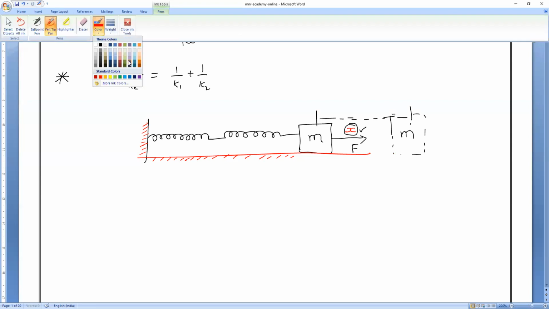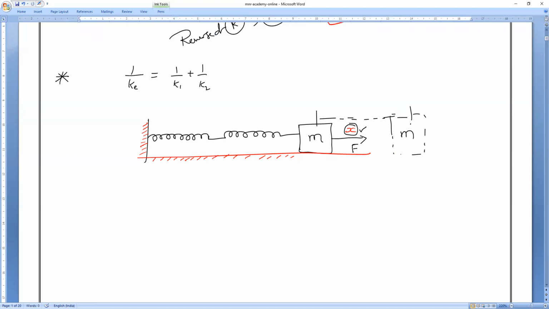So if the mass of the body has traveled X distance, it is the distance traveled by spring 2 as well as the distance traveled by spring 1. Am I right or wrong? Will you all agree with me, everybody? So the extension of spring 1 plus the extension of spring 2 is equal to the distance traveled by the mass M. This spring will stretch this much distance and this spring will stretch this much distance. The total distance is equal to the displacement of body M. Am I right or wrong?